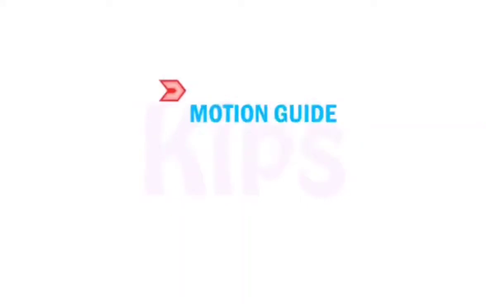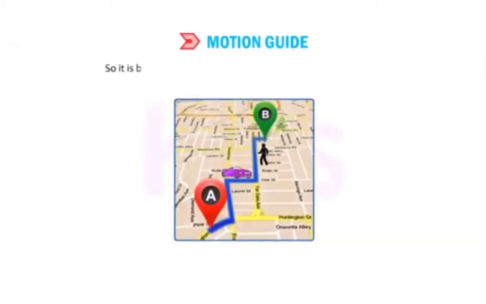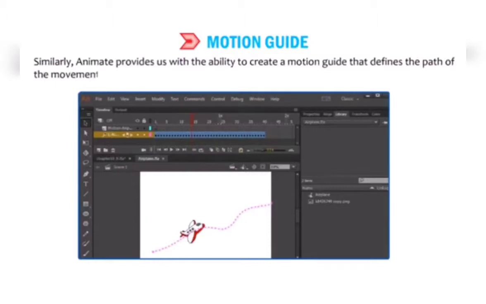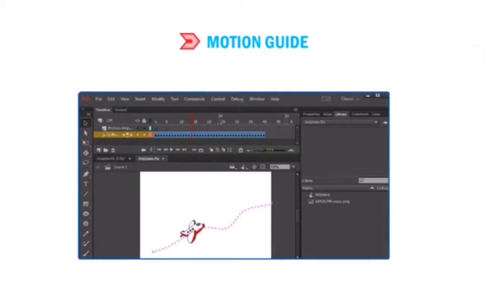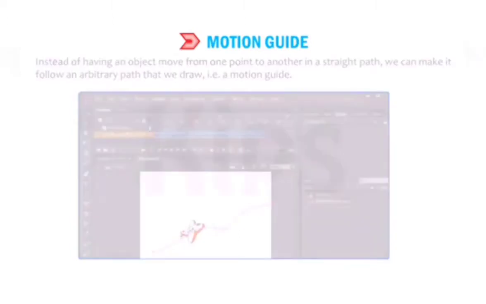Motion guide. When we visit an unknown place, we do not know which path to follow to reach our destination. So it is better to take the help of a guide who knows the route. He will take us to our destination. Similarly, Animate provides us with the ability to create a motion guide that defines the path of the movement for an object. Instead of having an object move from one point to another in a straight path, we can make it follow an arbitrary path that we draw, that is motion guide.